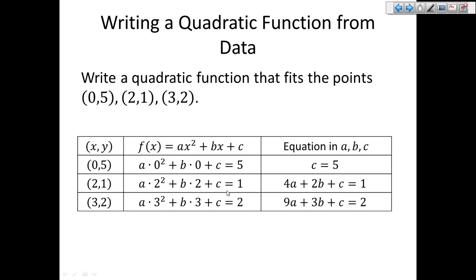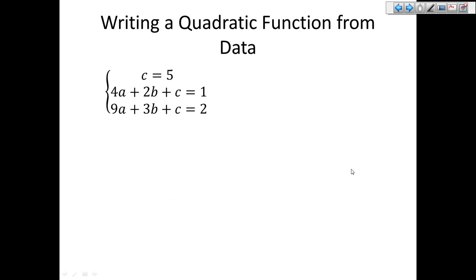Now, we do the same thing with our next 2 points. We plug in 2 for x. We set the whole mess equal to 1. Plug in 3 for x. Set it equal to 2. Now, we can go ahead and plug in 5 for our c value since we know it. But what we're going to want to do is go through any process to solve this system of equations. Okay, so let's set it up like that. It's a system of equations that I need to solve for.